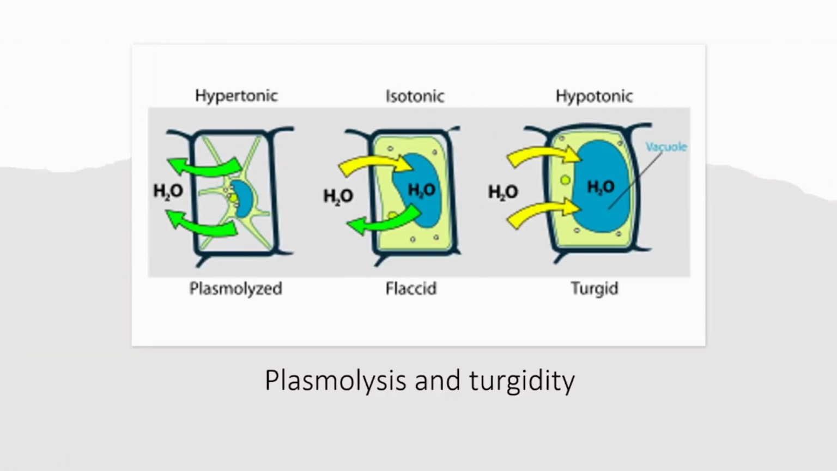Now let us say the other way is happening. You are placing a cell in a hypotonic solution, in other words, something like pure water or a solution having slightly lower concentration than what is inside the cell. In that case, what happens? Water will start moving inside the cell. Such a condition is called turgidity, or a turgid cell.